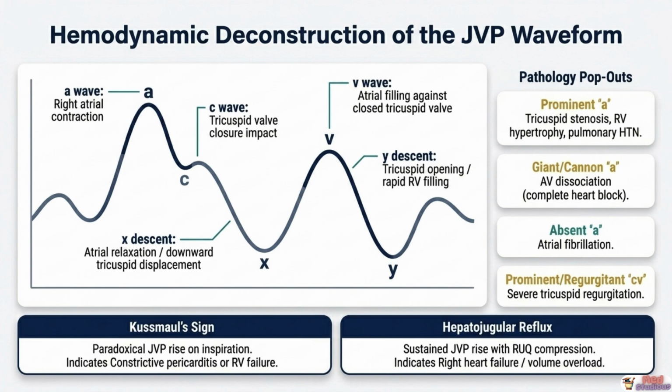Two additional findings deserve special attention. Kussmaul's sign, a paradoxical rise in jugular pressure during inspiration, indicates constrictive pericarditis or right ventricular failure, while hepatojugular reflux, a sustained jugular pressure rise during right upper quadrant compression, indicates right heart failure or volume overload.